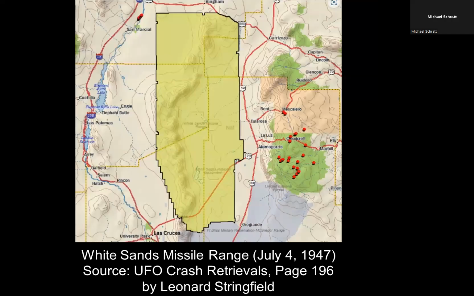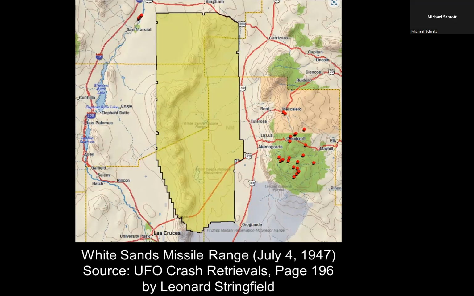Okay. White Sands Missile Range, July 1947. So now we're at the same time frame as Roswell. The source on this is UFO Crash Retrievals, page 196 by Leonard Stringfield. Now take a look at this map here. This is White Sands Missile Range. This craft came down on the north part of White Sands Missile Range. That's what we're going to focus in on here.